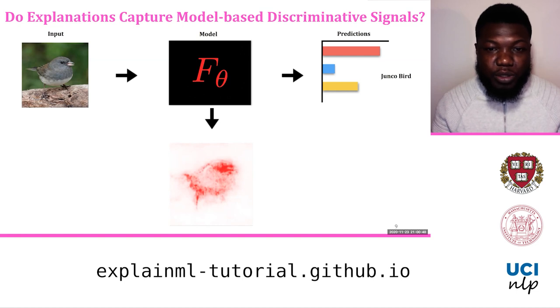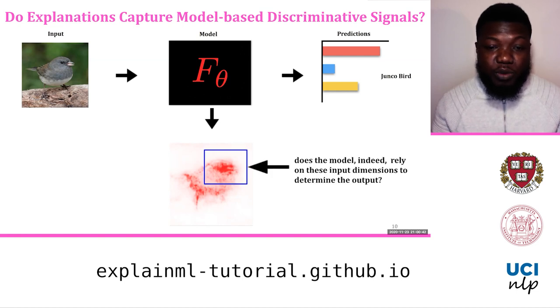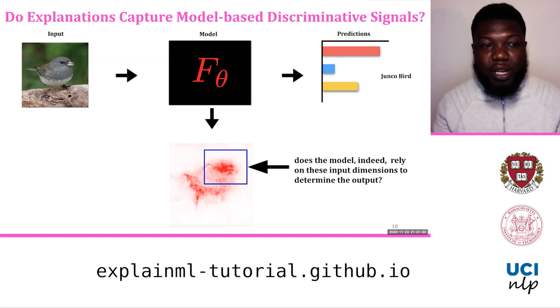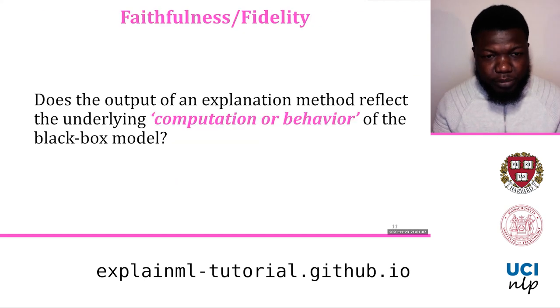Now one question we might be interested in is whether this saliency map really reflects the associations and the behavior that this model has learned. Specifically, this is a question about whether the parts of the saliency map that are strongly highlighted, the features that are highly relevant, are really the ones that this model is relying on to classify that this bird is a Junco bird. And so this question is really one of faithfulness.